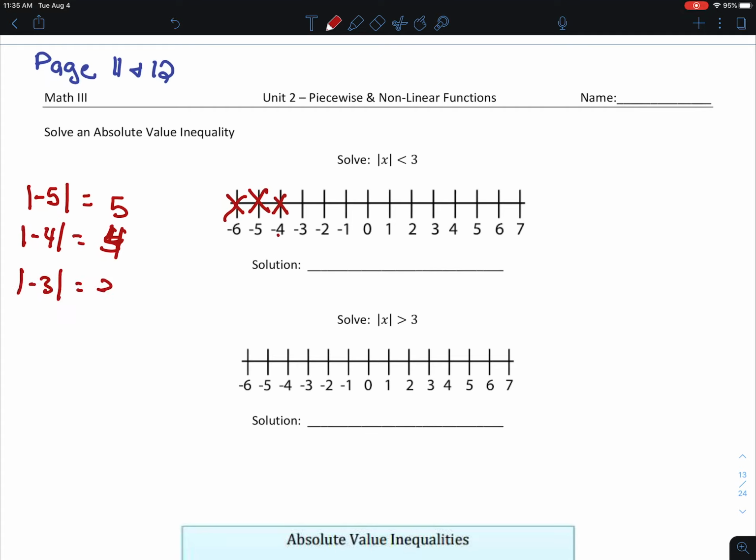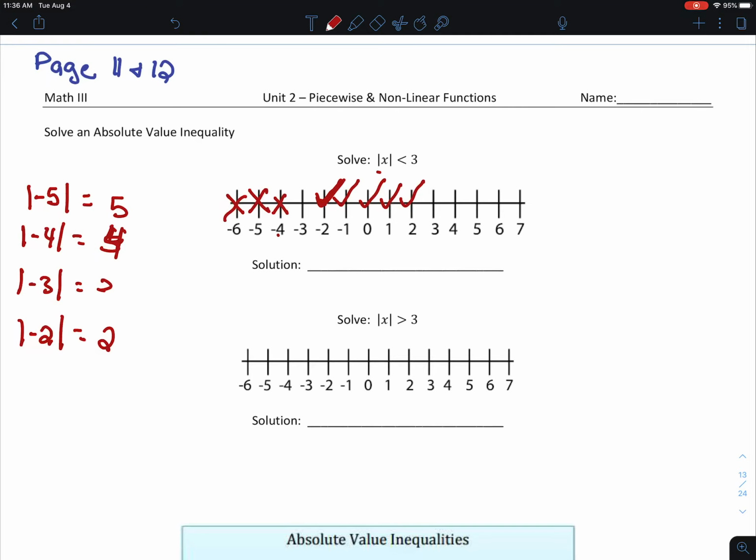How about the absolute value of -3? Well, the absolute value of -3 is 3. Is 3 less than 3? It's not. But however, I notice that the absolute value of -2 is 2, which is less than 3. So I know -2 is a correct answer. How about -1? The absolute value of -1 is 1, so that's true. 1 is less than 3.